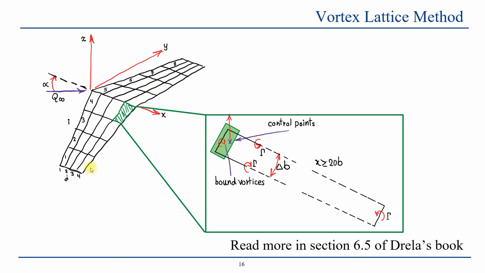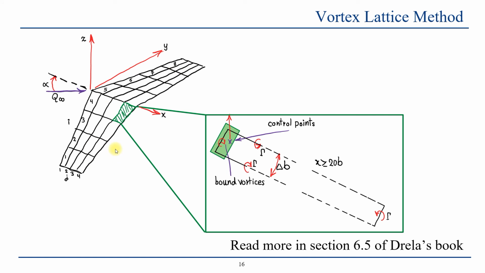Now, to get better estimates, you can work with the distribution of these. So you can increase the number of chord-wise and span-wise panels, and the finer the grid is, or the more panels you have, you expect to get a better, more accurate estimate. But that is from the numerical point of view.